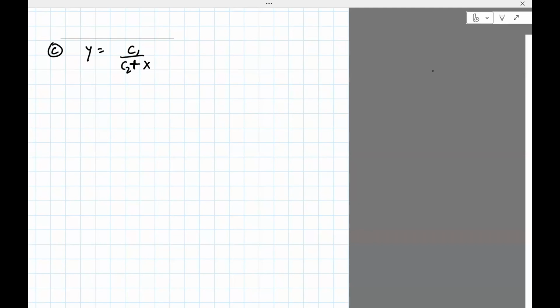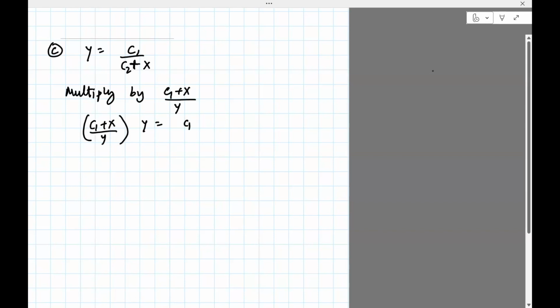What you can do is move things around. So I'll multiply both sides by c2 plus x divided by y. So when I do that, c2 plus x times y equals c1 plus x. Oh my god, it should be c2 plus x, not c1.